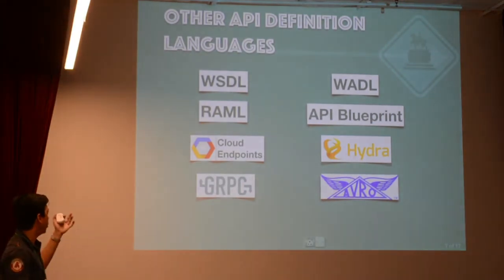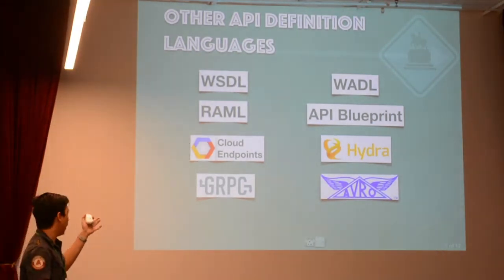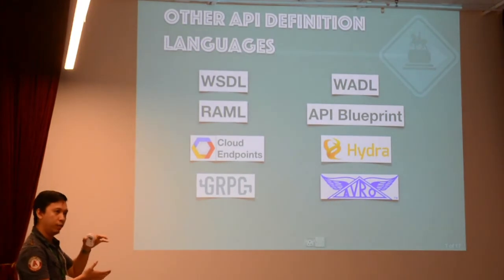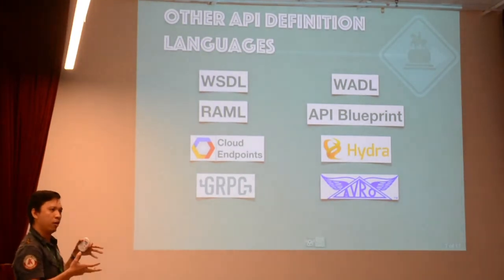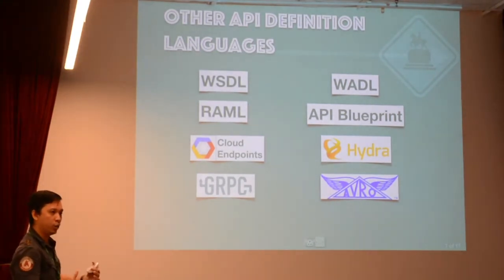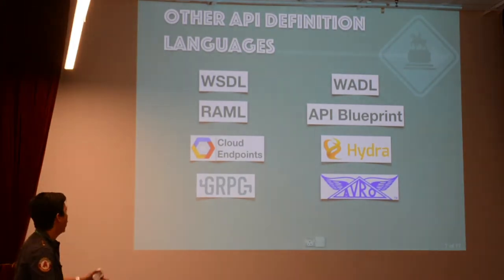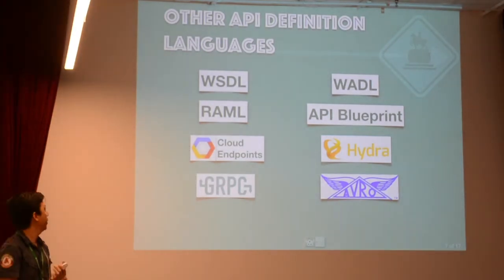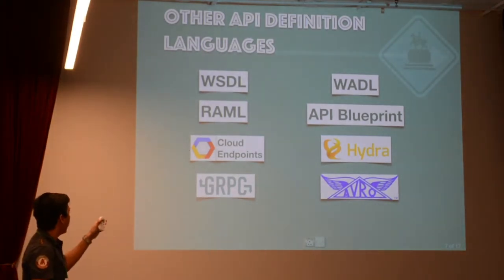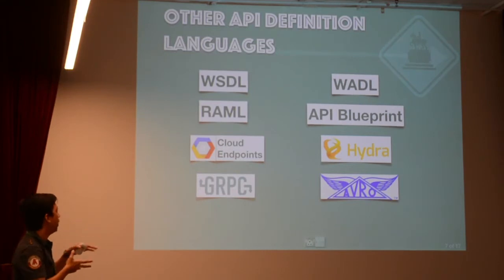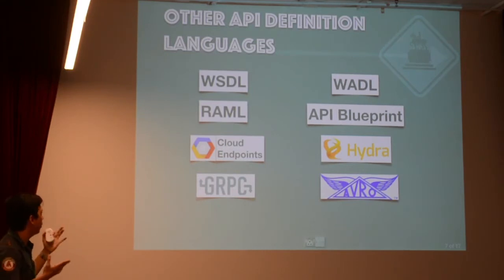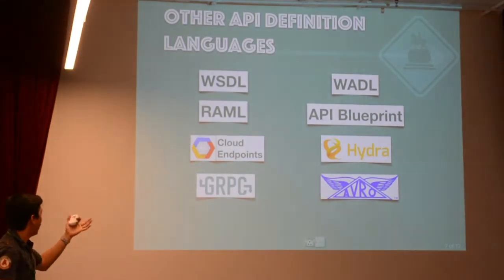We have Hydra, gRPC. They have protocol buffers. It's kind of a definition language also, very language agnostic. It allows you to generate specific code using some of their tools. And we have Apache Avro and many others. But for Swagger, the competing definition languages that are popular right now are RAML and API Blueprint.